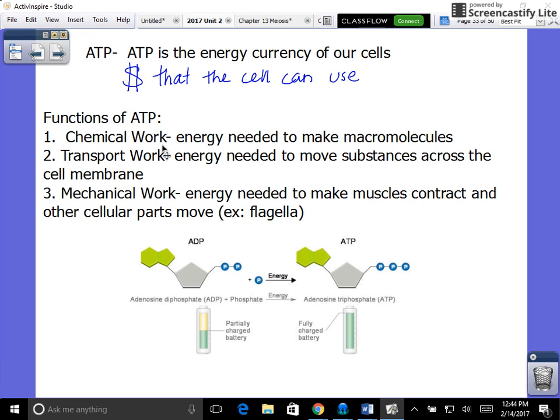ATP is involved in all of the work of the cell: the chemical work, the transport work, the mechanical work. So for cells to move, for cells to be involved in transporting things, or for the energy to make bigger molecules, that is all going to involve ATP.